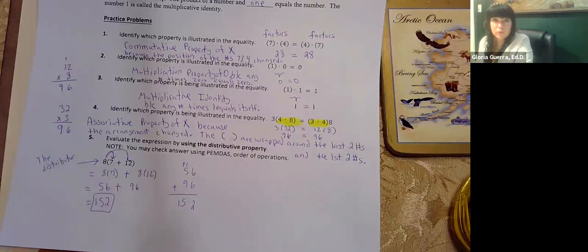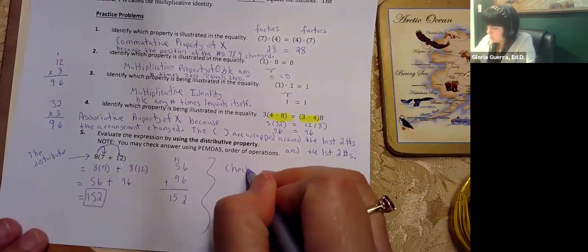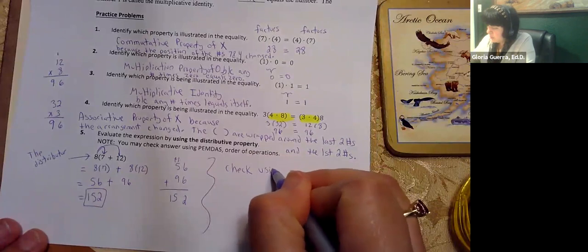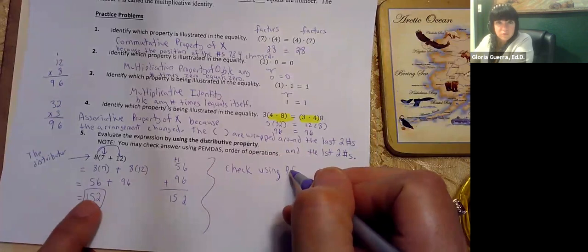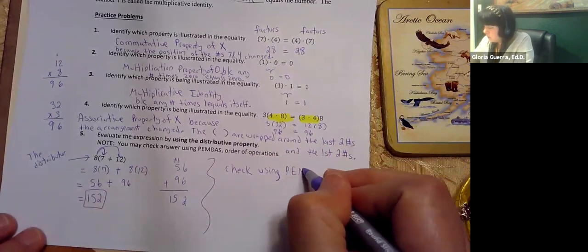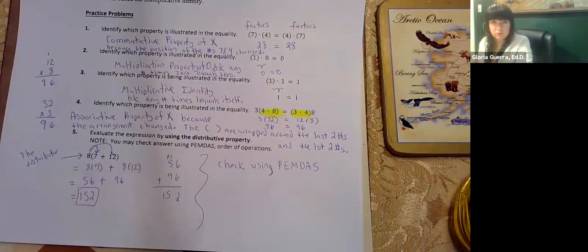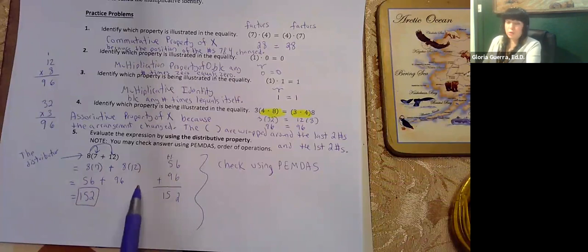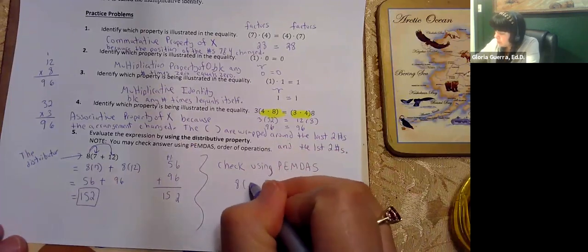Now, if you want to do a check, we recommend you do a check using the other method, the other way to get 152, and that's using PEMDAS. And you can use that if you want as a check. But for sure, you've got to show the distributive property because they want you to use that, so you've got to follow directions. But if you want to check your work, then check it using PEMDAS. So I rewrite the problem again.